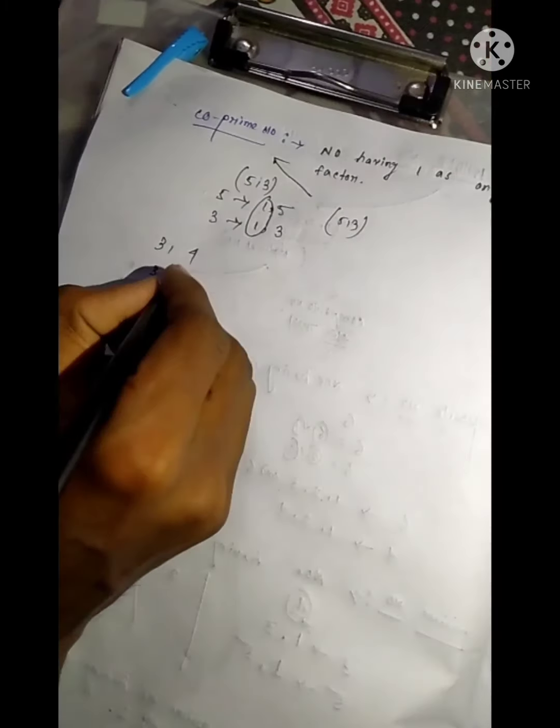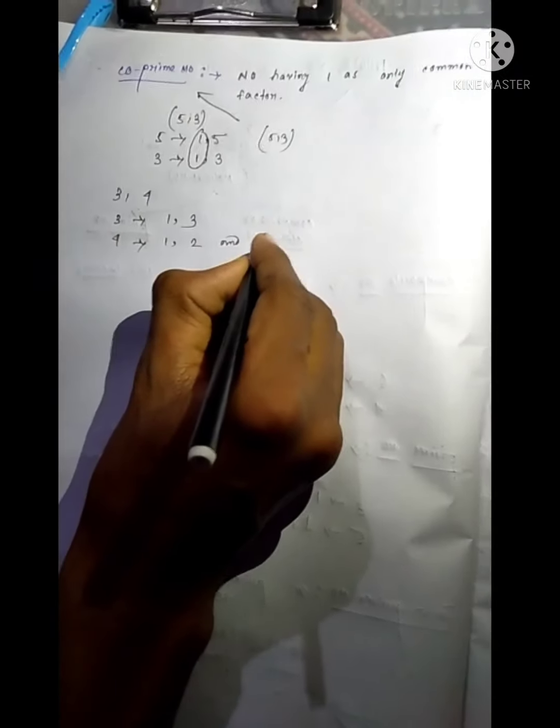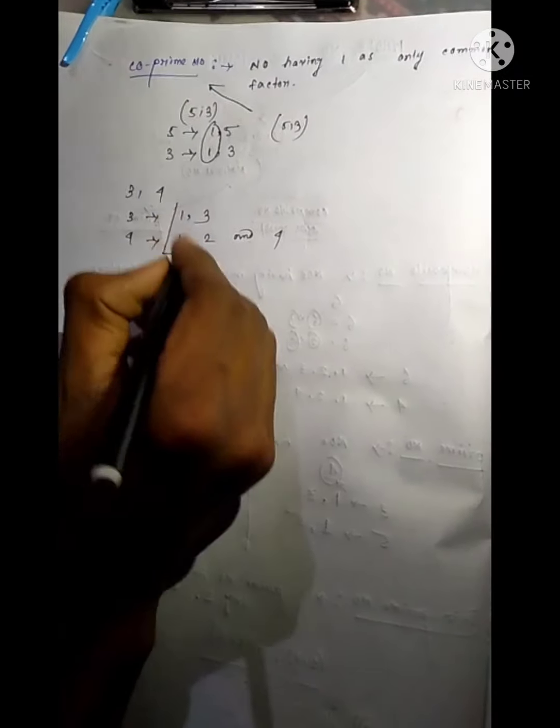If I say 3 and 4, the factors of 3 are 1 and 3, and the factors of 4 are 1, 2 and 4. So here also you can see the common factor is only 1. So 3 and 4 is another example of co-prime numbers.